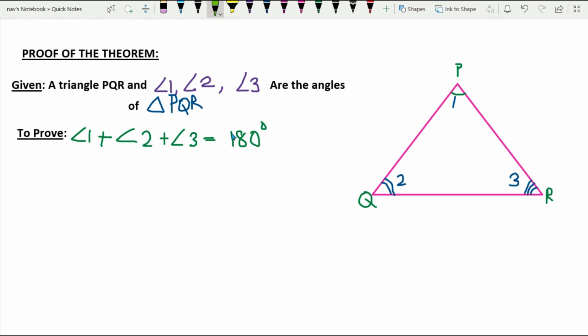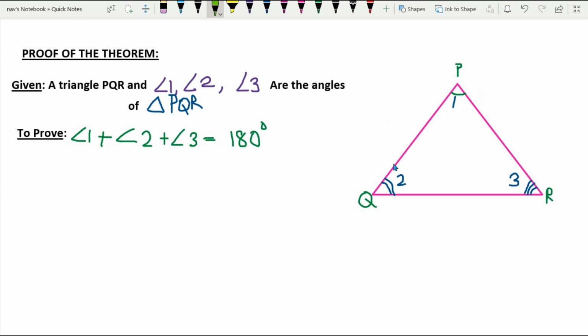Now how are we going to prove this? See, here 180 degrees is there. Can you think of something about 180 degrees? Do you remember something about 180 degrees? Yes, it's the linear pair axiom. We know that the sum of the adjacent angles on a line is 180 degrees.